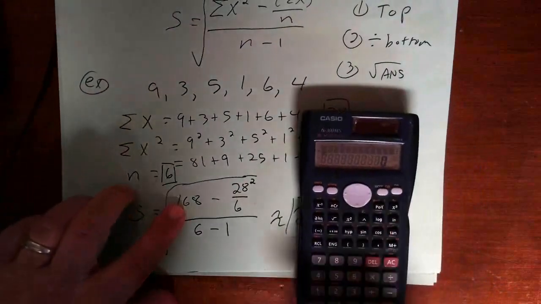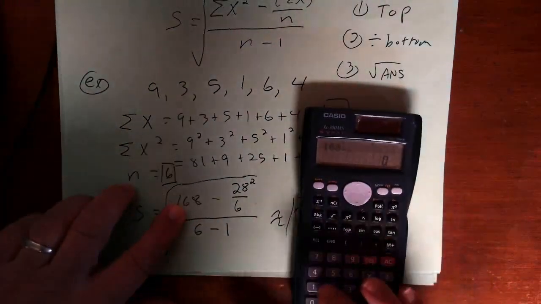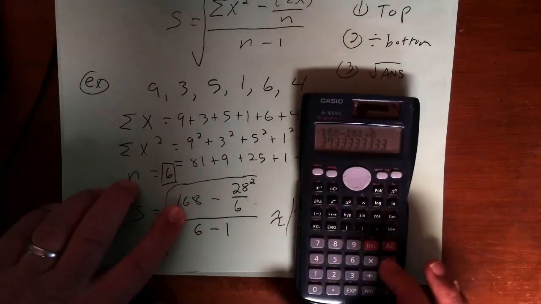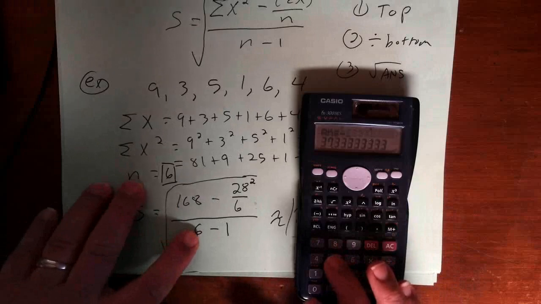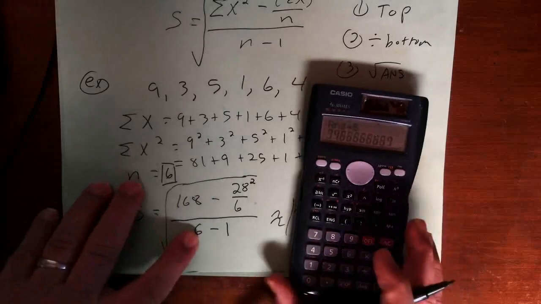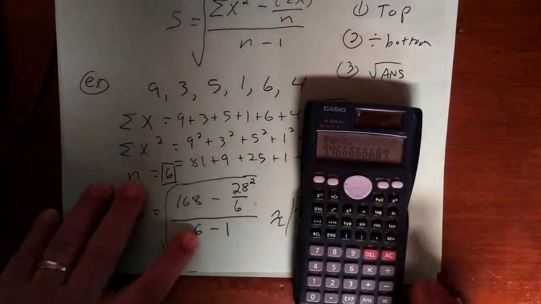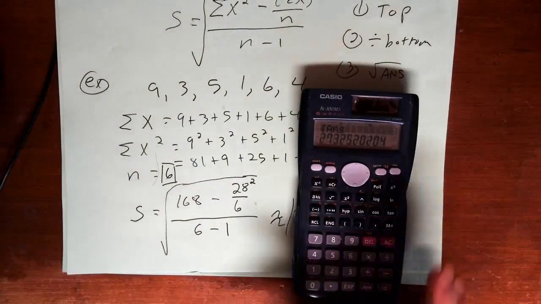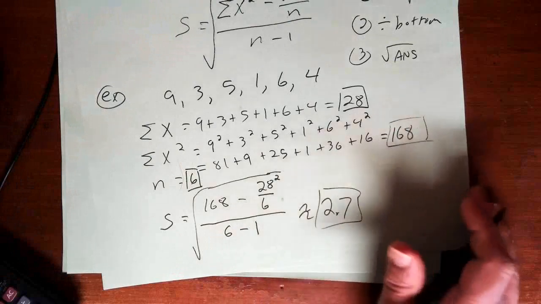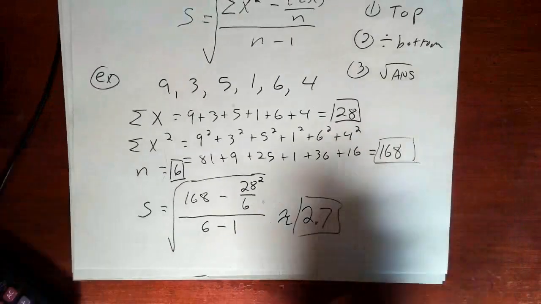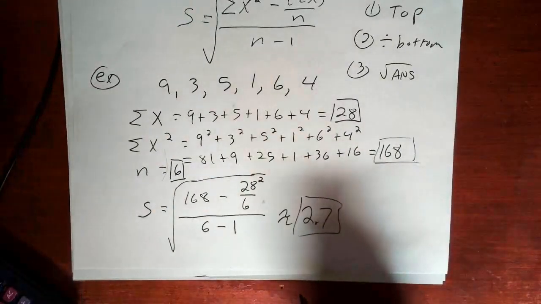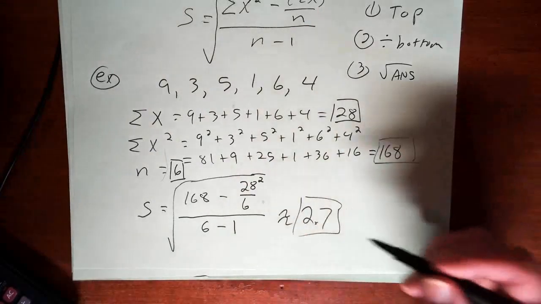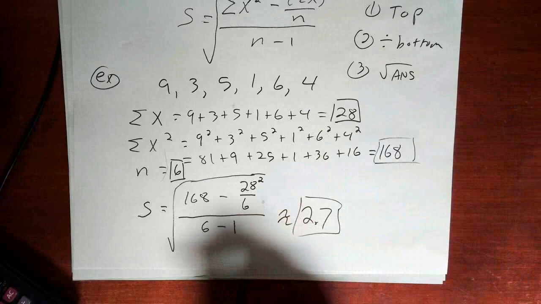Let me show you again. I'm going to do the top, 168 minus 28 squared divided by 6. Hit equals. Divide by the bottom, which is 5. Hit equals. Take the square root of the answer. Hit equals. And I get the standard deviation, 2.7. And that is the computation formula. It's actually a lot easier, and it's even more accurate. You don't have the rounding error.